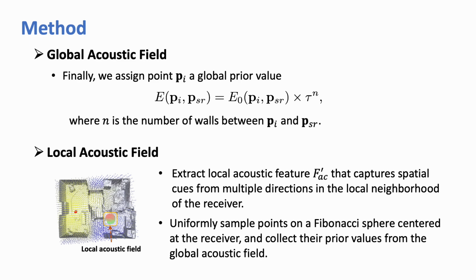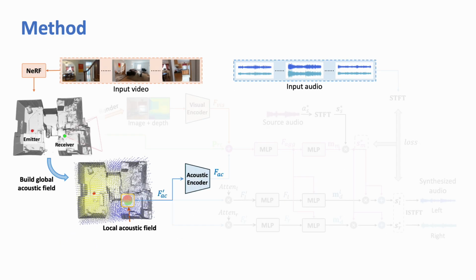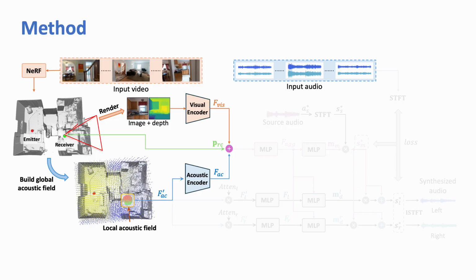To extract the local acoustic feature, we uniformly sample multiple points around the receiver using a Fibonacci sphere and collect the prior values of these sampled points in the global acoustic field. Then we refine the local acoustic feature using an acoustic encoder and combine it with the visual features extracted from the novel view images, as well as the receiver's positional encoding, to obtain an aggregated feature at the receiver through MLP layers. Moreover, we propose to apply a direction-aware attention to the local acoustic field, generating different features for the left and right channels.